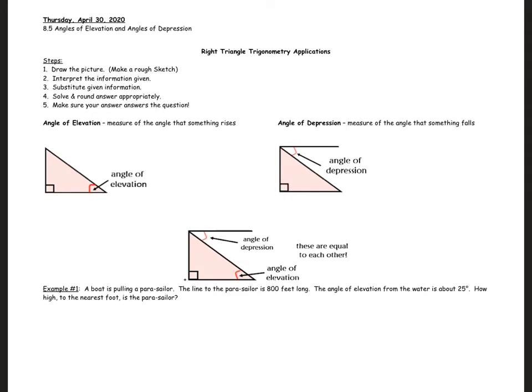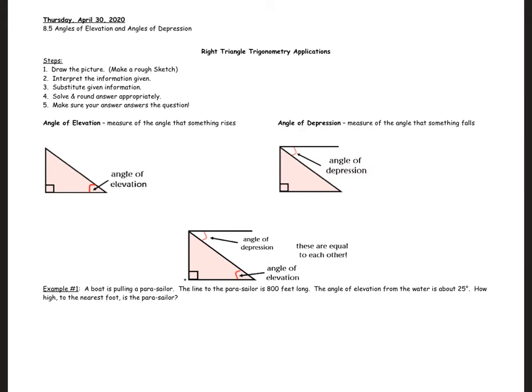The very first thing is we have an angle of elevation. An angle of elevation measures an angle that something rises. So if I take a look at my right triangle here, the angle of elevation is this angle that rises. It's going to have to do with some sort of ground or something flat, and you have to lift up to find the angle of elevation. So that's the angle that something rises.